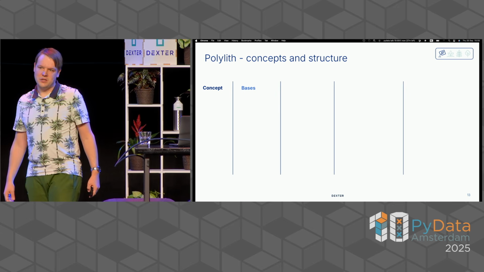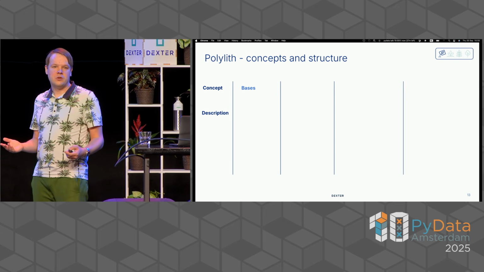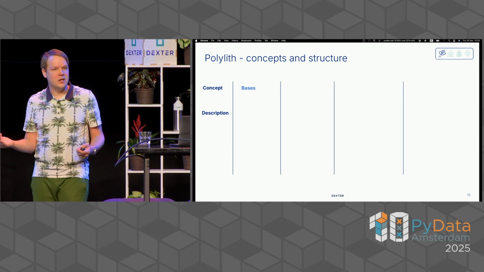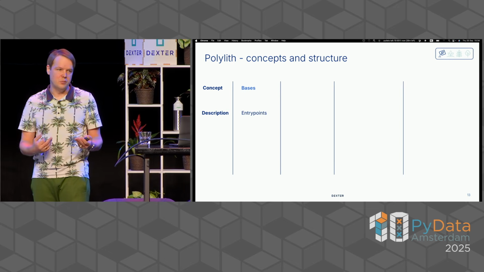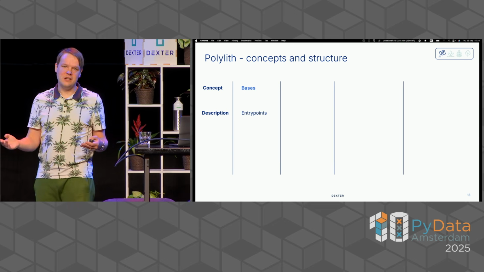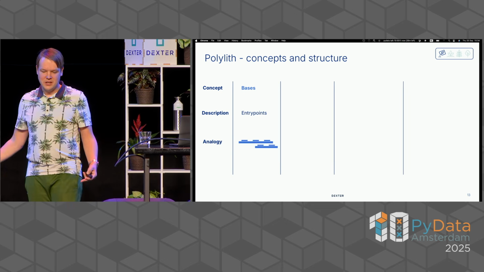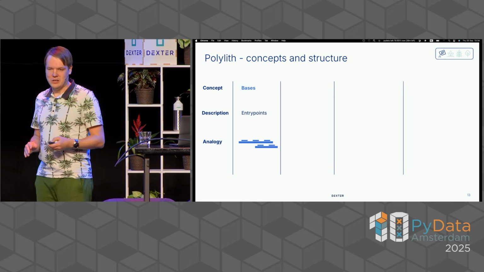So let me introduce the main concepts that we have in Polylith. First one is bases. What is a base? A base is basically the entry point of your code. So it's typically a REST API, or a CLI, or maybe a notebook that your data scientist uses on a regular basis to do something. And the analogy that we like to use is they're a bit like base plates in Lego for the people that build Lego.